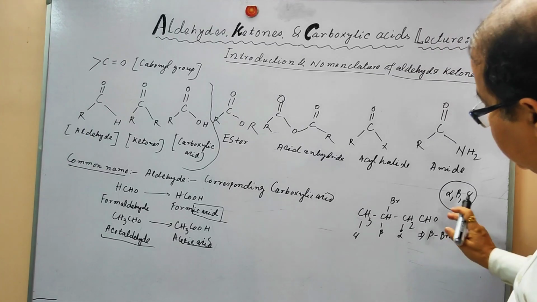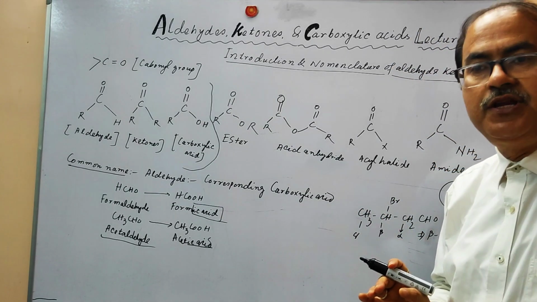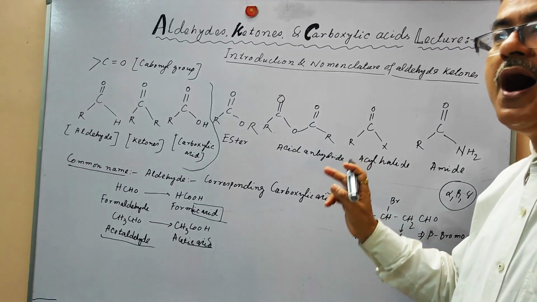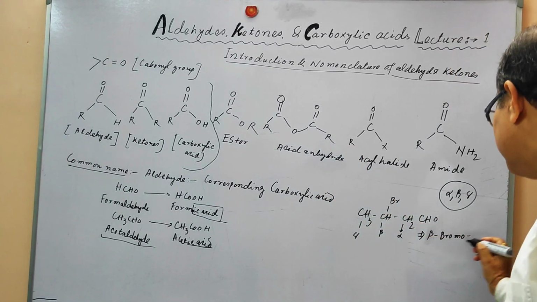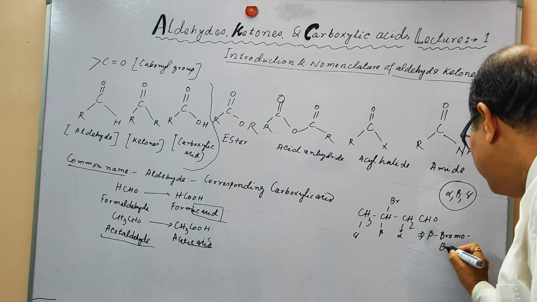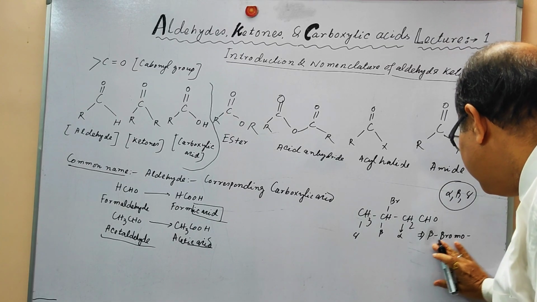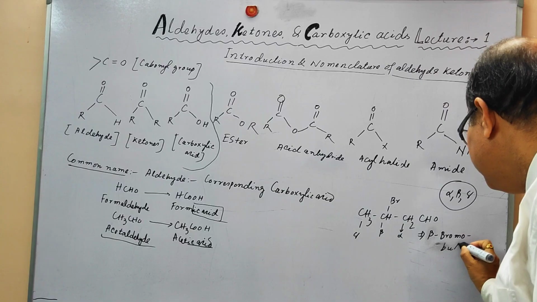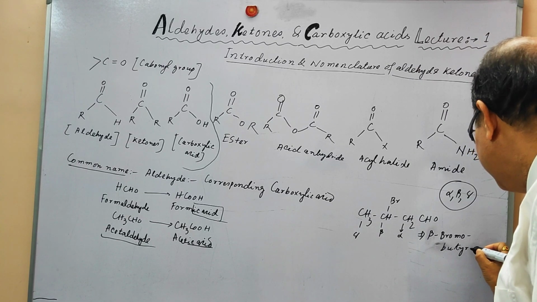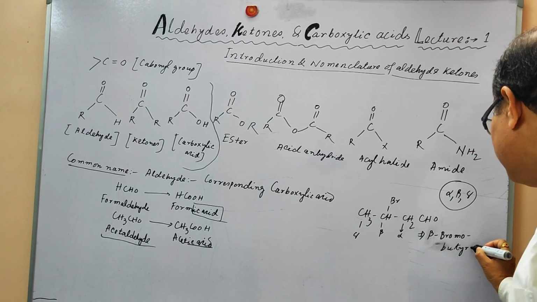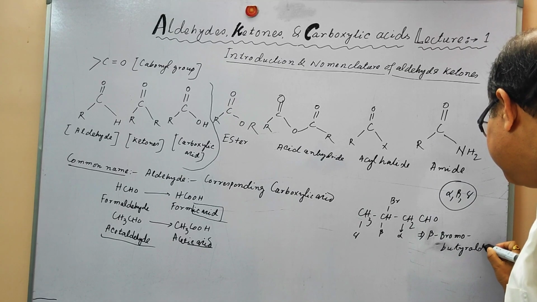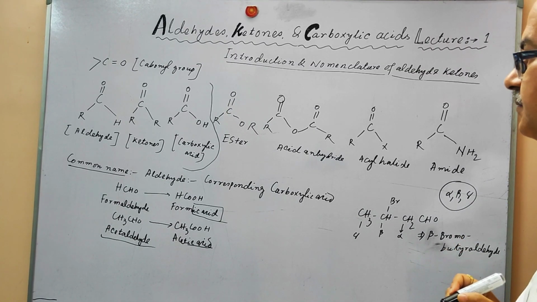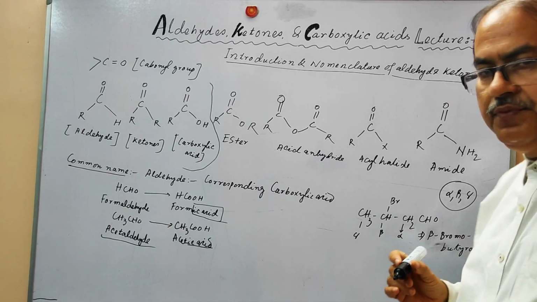Then we have to see the corresponding carboxylic acid, butyric acid. So the ic acid will be replaced, and it will give butyraldehyde. Butyric acid, so we just add aldehyde. Okay, so we understand the common name of the aldehyde.